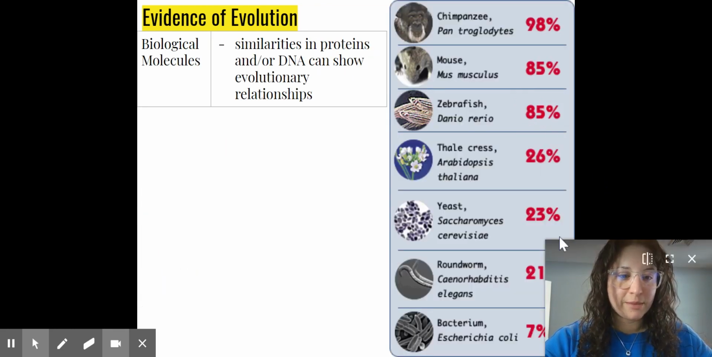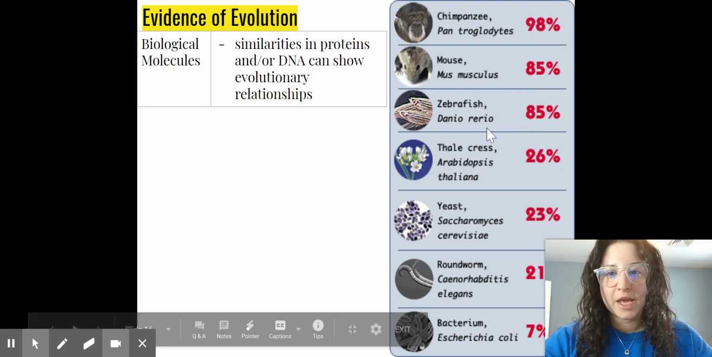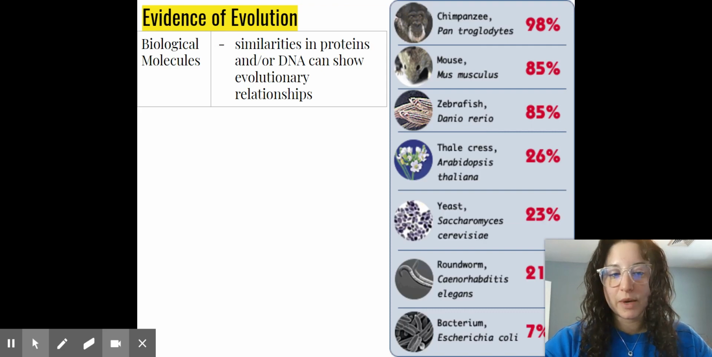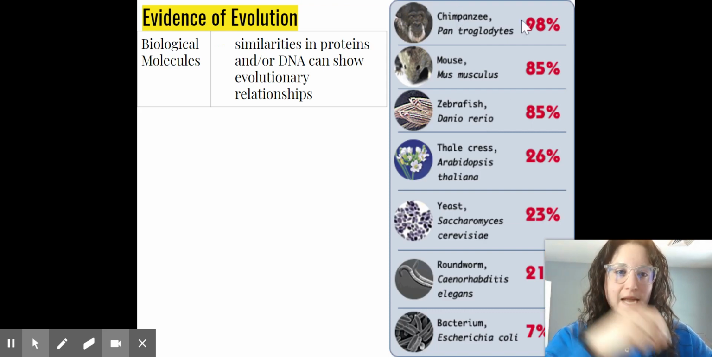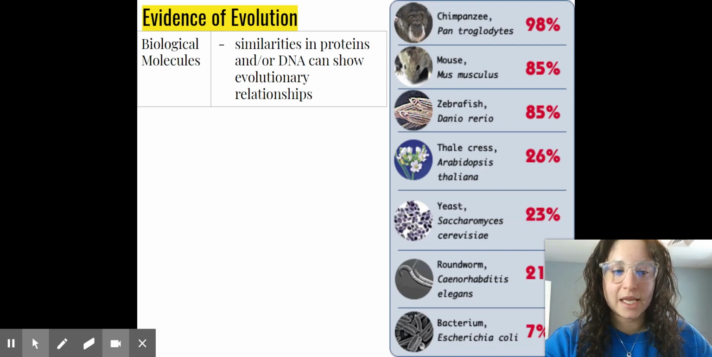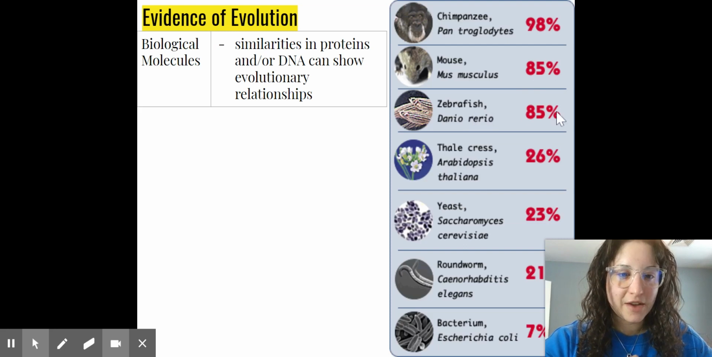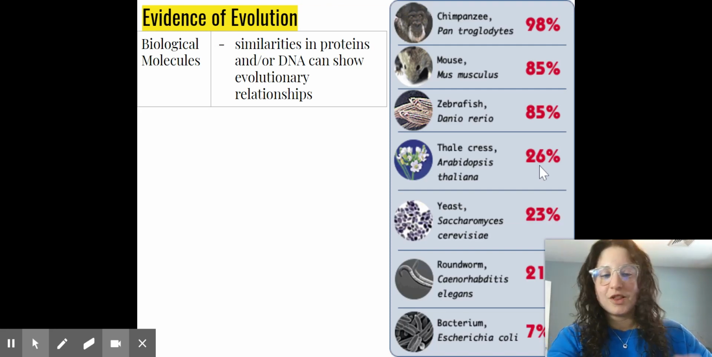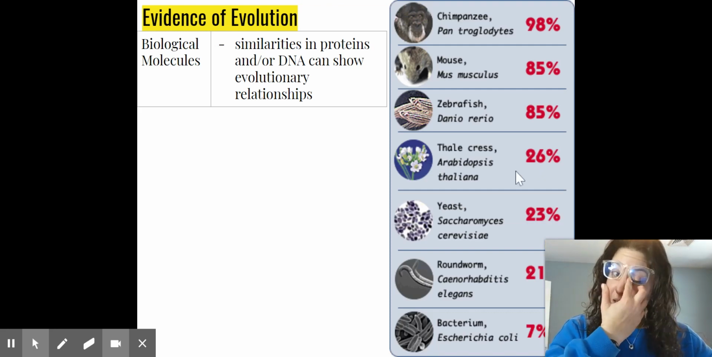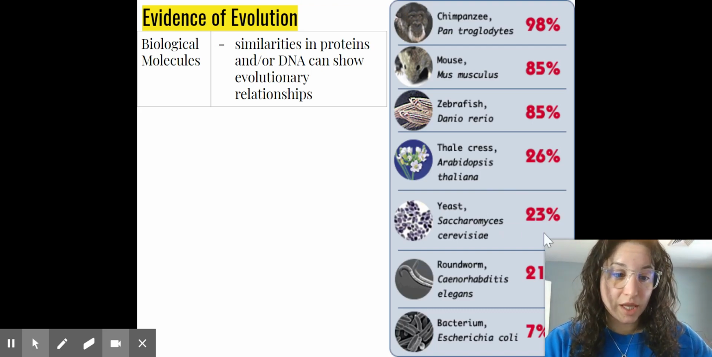Another way we can do this, and I'm sorry that my face is blocking it, but I can't move my face right now, is we can also just compare how much of the DNA sequence is the same to other species. So if we take the human DNA sequence and we compare it to a chimp's, 98% of the time it will match exactly. It will be identical to the chimpanzee DNA. Mice will match our DNA 85% of the time. Zebrafish will match our DNA 85% of the time. This thale cress, it's a plant, matches our DNA 26% of the time. So not a huge relationship there, but we are related to plants, which shows a very long ago common ancestor to all species. Yeast, which is a protist, matches our DNA 23% of the time.